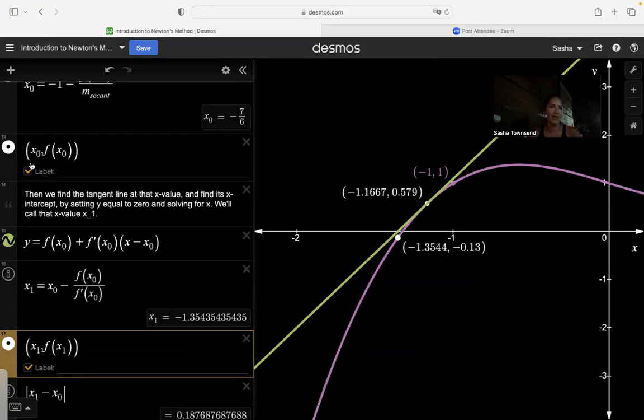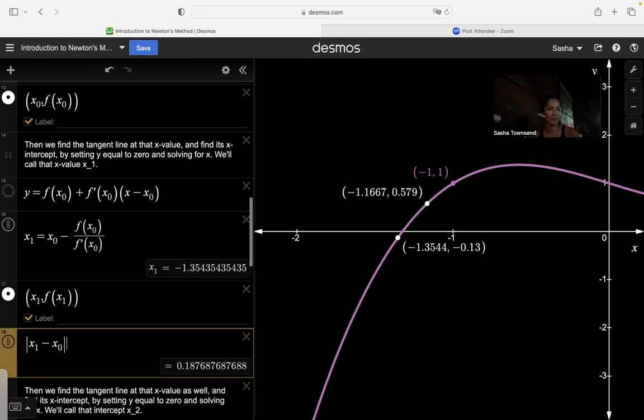Then we said, at that 0, let's draw a tangent line and find the 0 of the tangent line, which is just the x-intercept of the tangent line. You set y equals 0 and solve for x. We'll call that x value x sub 1 because the last one was x sub 0. So this is x sub 0, f of 0, and this is x sub 1, f of x sub 1. And notice that the difference between x sub 1 and x sub 0 is approximately 0.188.